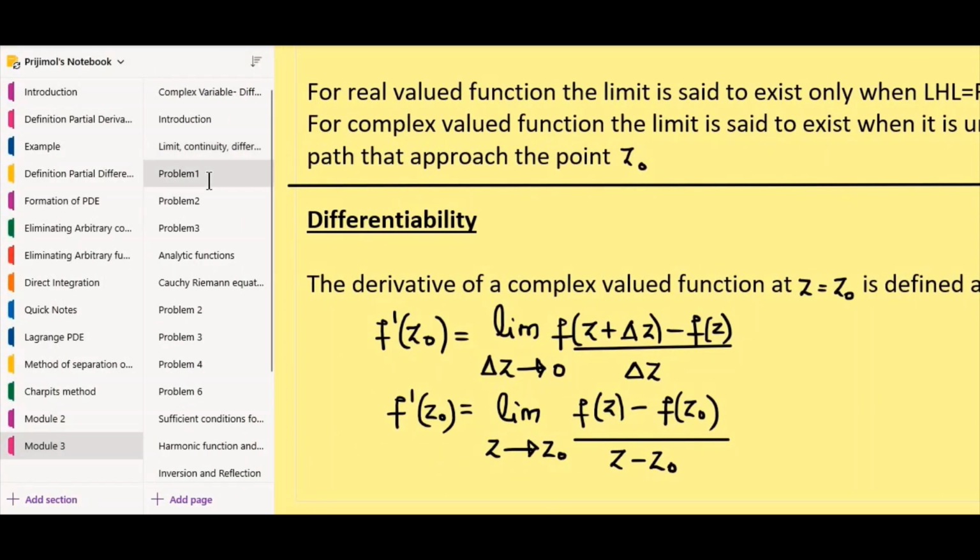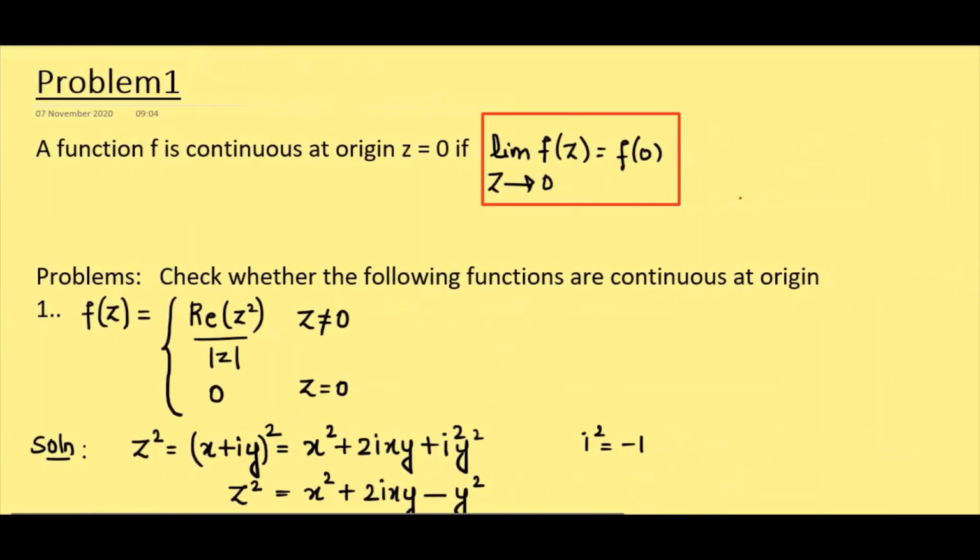Now let us discuss some few problems based on the continuity at the origin. A function f is continuous at origin if this equation is satisfied, that is limit z tends to 0 of f of z is equal to f of 0, then we can conclude that it is continuous at origin, but you can choose any path, still you are getting the limit as f of 0.